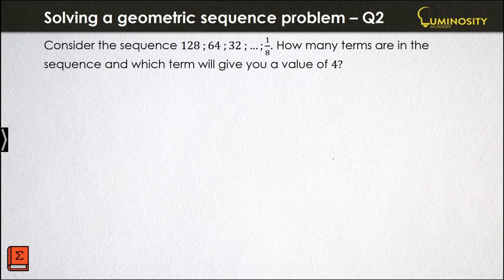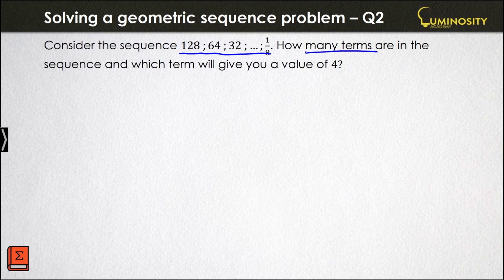Solving a geometric sequence problem, question 2. Consider this following sequence: 128, 64, 32, all the way down to 1/8. How many terms are in the sequence and which term will give you a value of 4? So there's two parts to this question.